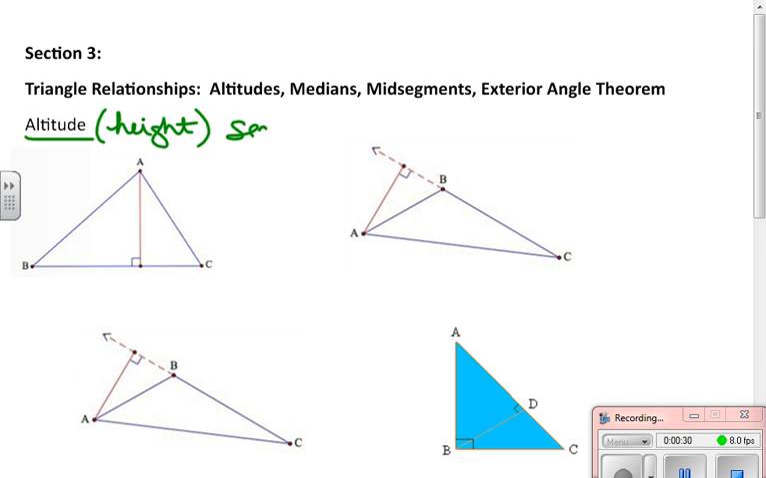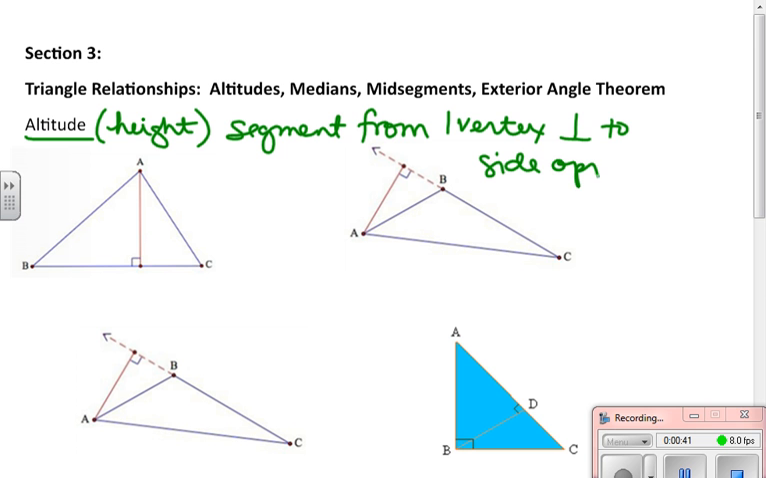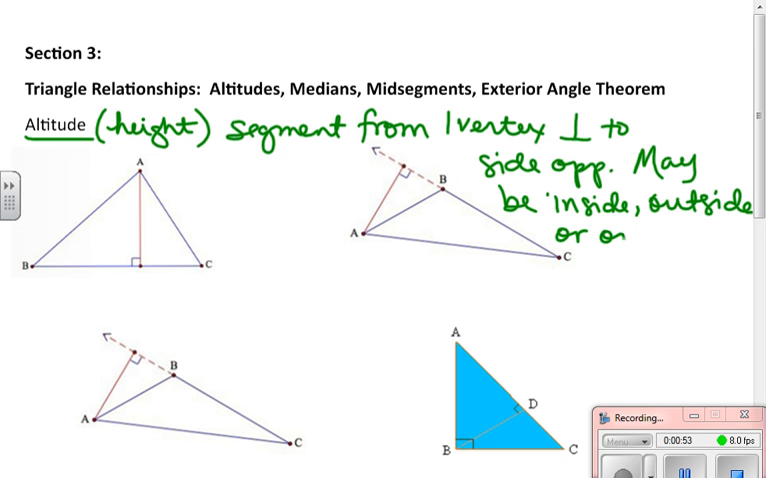It is a segment from one vertex perpendicular to the side opposite. It may be inside, outside, or on the triangle. And we'll look at some of those examples. So in this case, from this vertex perpendicular, this one is inside.